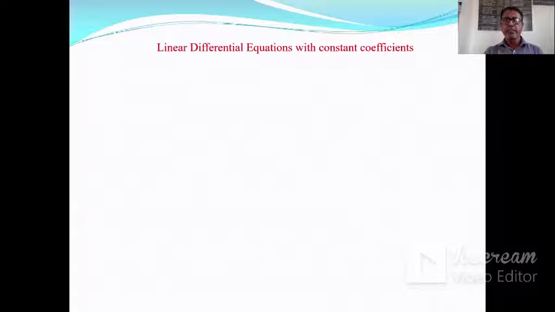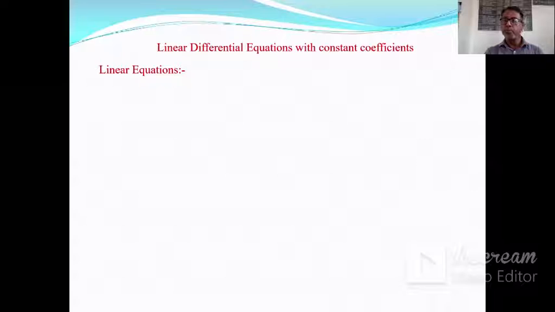First we see the linear differential equation with constant coefficients. In FIBSC we have seen the first order first degree differential equation, called the linear differential equation of first order. The word linear refers to the degree of the differential equation, not the order. Whatever the order, if its degree is 1, we call it a linear differential equation.